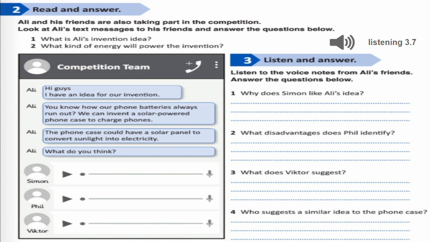Hey Ali, I like your idea, but I think that Phil made some good points too. Maybe we can meet and talk about the idea in more detail. Then we can decide if this will be our invention for the competition.